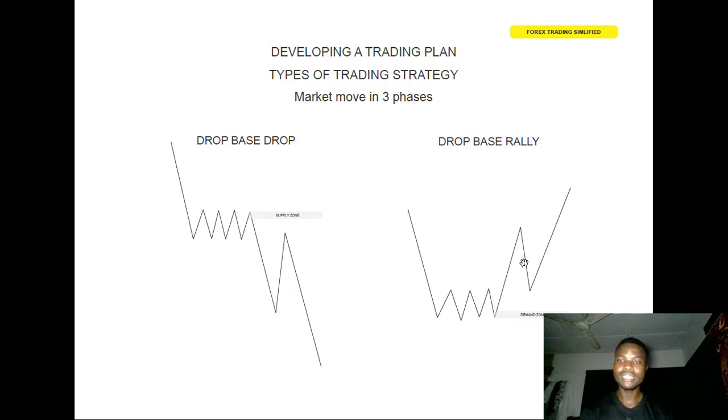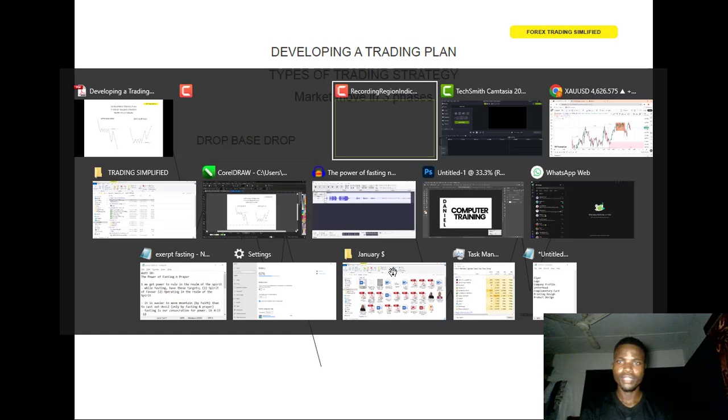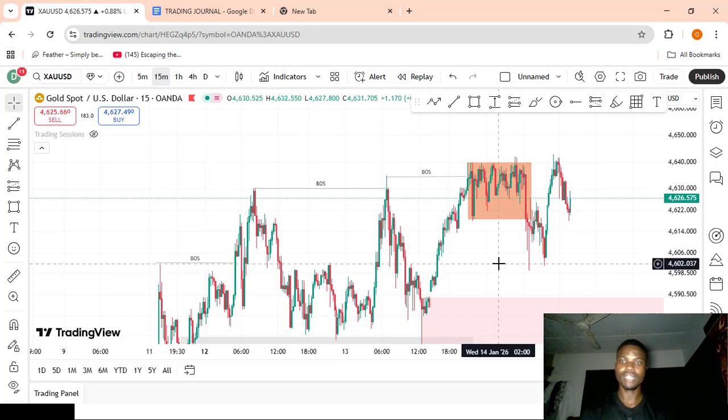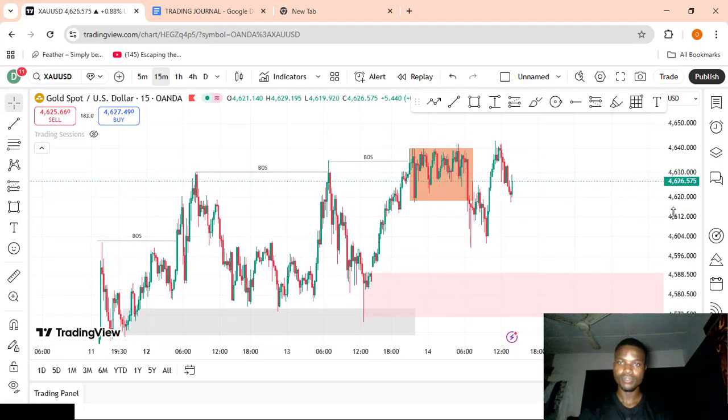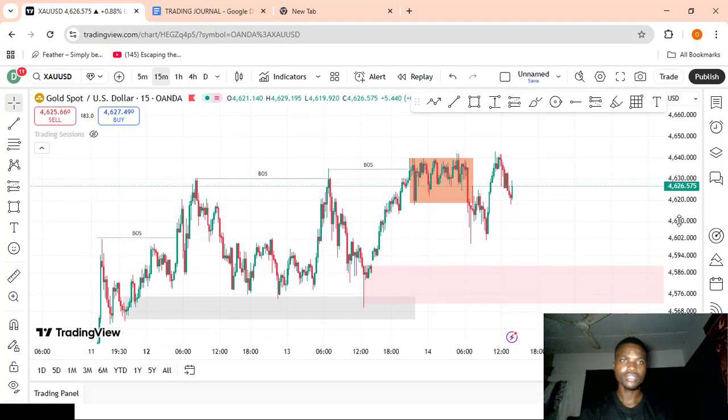So when there is a retracement down to our demand area here, then we take a buy trade. So now let me go right into the market and see some examples. Okay, for example, let me use this as an example.